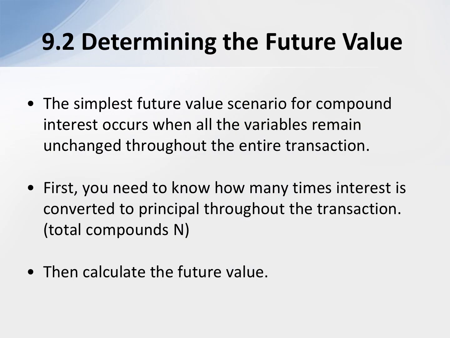The very simplest future calculation scenario is for compound interest when all the variables remain unchanged throughout the transaction. So that would mean that through the entire time period of this calculation, the interest rate would stay the same, the compounding frequency, and so on. First, you would need to know how many times interest is converted to principal throughout the transaction so that you can calculate the total compounds n. So that would be the number of compounds per year times the number of years that is in the calculation. Then you'd be able to calculate future value.